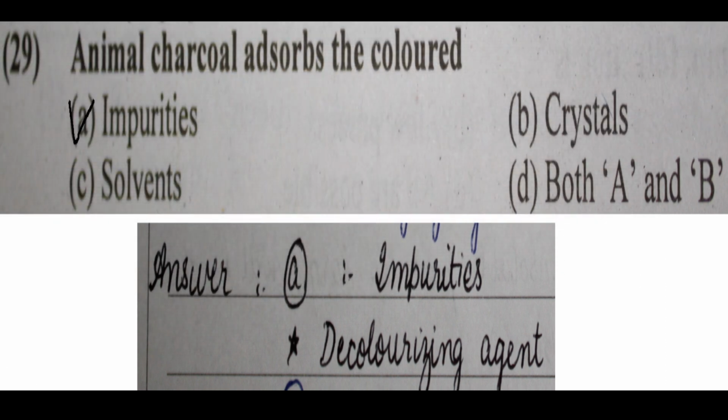Next is, animal charcoal adsorbs the colored. Animal charcoal is a decolorizing agent and it adsorbs the impurities. So option A is going to be our right answer.